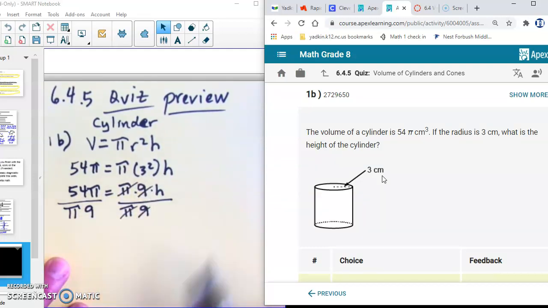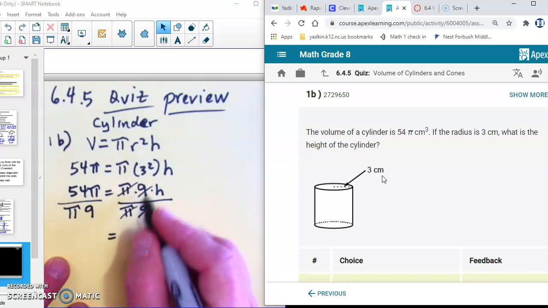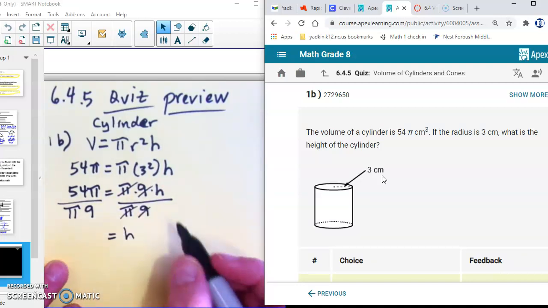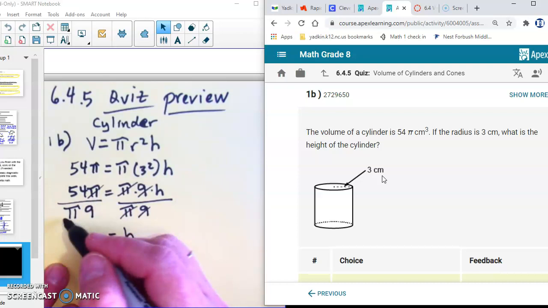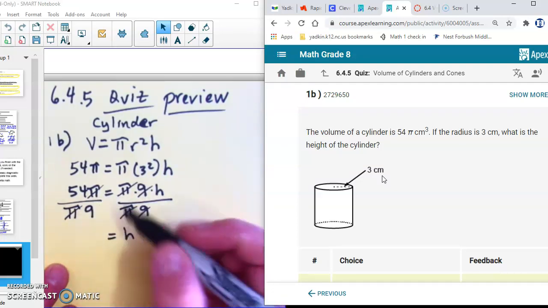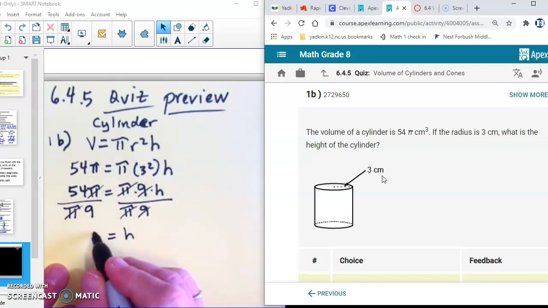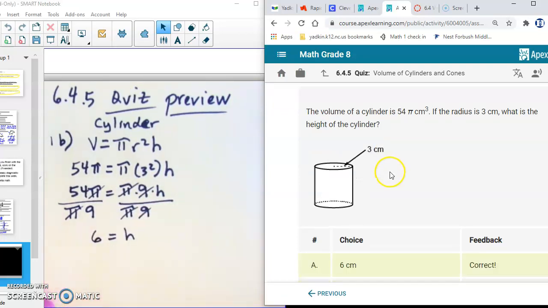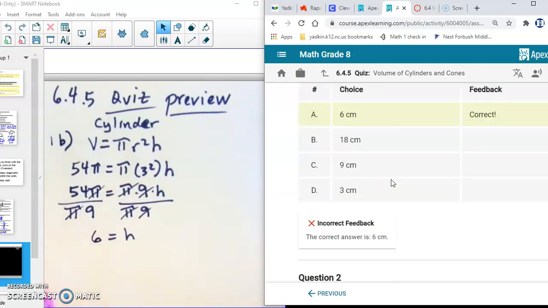So let's see what cancels out. On the right side, the pi's and the 9's cancel out. So we're left with h. What about the left side? Pi's cancel out. Pi divided by pi is 1. They don't have to be straight underneath each other. 54 divided by 9 is 6. So that answer is 6.